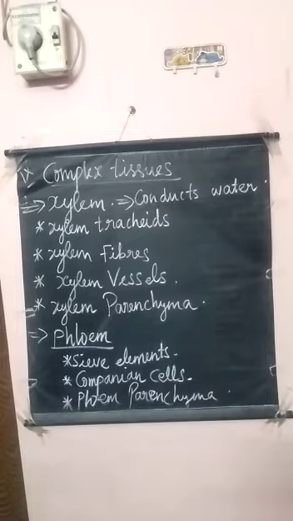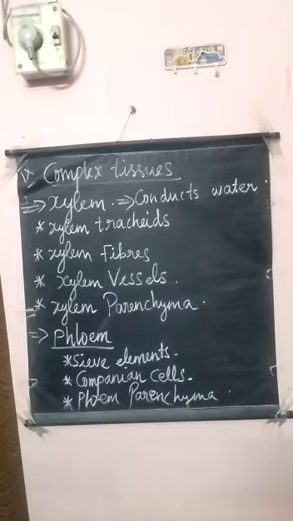So complex means what? It's a difficult one. Complex tissues means it is made up of more than one type of cells that work together as a unit. That is, we said complex, right? So complex tissues are made of more than one type of cells. They work together as a unit. That is said to be complex tissues.